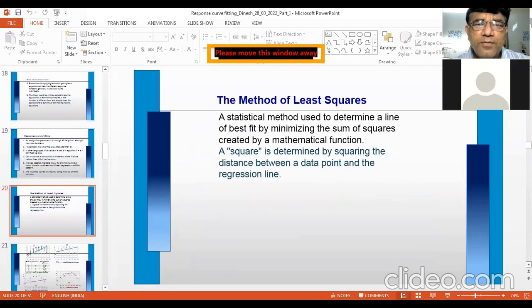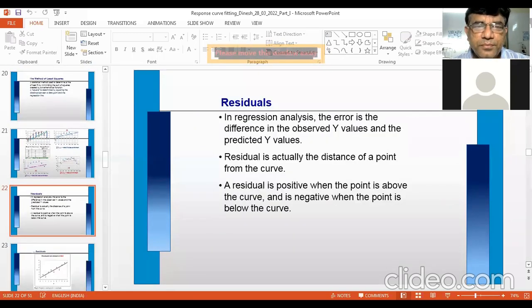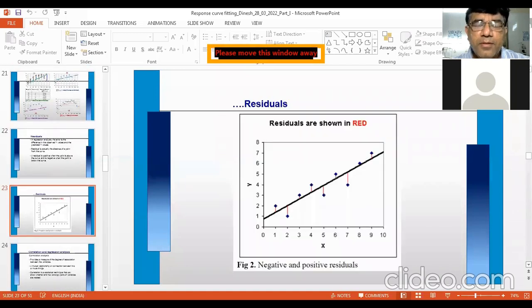So we discussed the method of least squares. I tried to explain you with the help of this figure, and the sum of squares of the distances or errors should be the least, and that line will be the best fit. Residuals are the error, the data which remain unrepresented, which is away from the line. So you can see the data which is above the line, the distance between that data and the line is your residual or error.